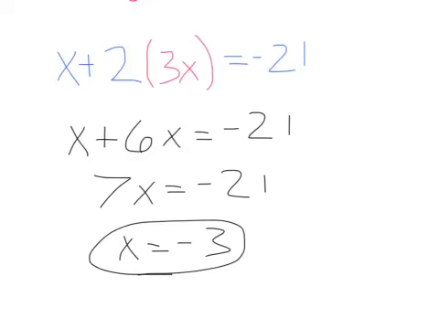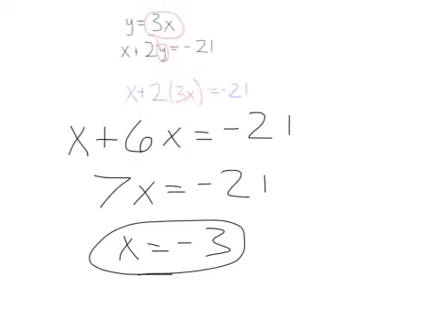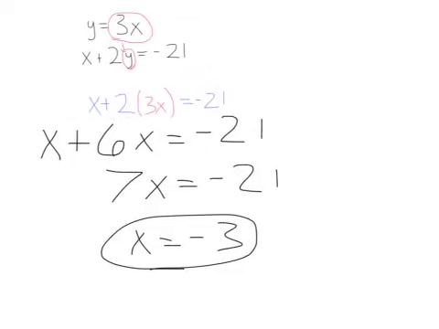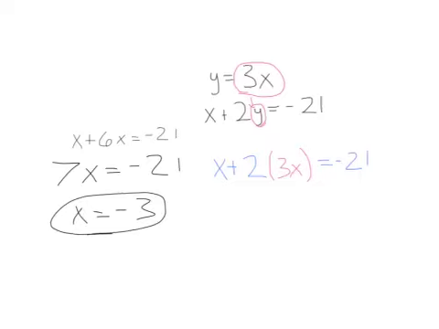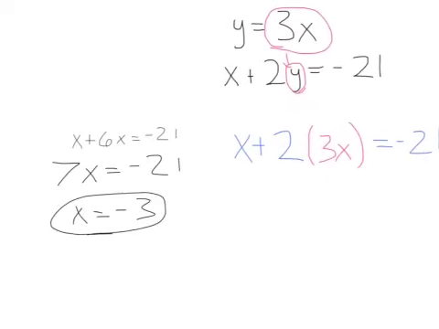Now we want to also be able to solve for y. So let's look at our original equation up here. Let me bring these back around. Here's my original equation. I have y equals 3x, or x plus 2y equals negative 21. It doesn't matter. Let's take this first one, y equals 3x. So if I have y equals 3x, I know that x equals negative 3. So I take that negative 3 and I plug it into this x here.